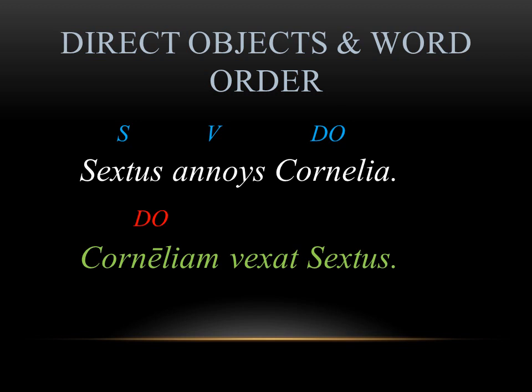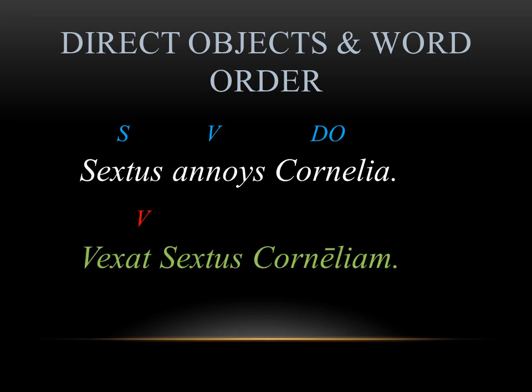We can switch the word order again and make it Corneliam vexat Sextus, which if we put it into English, it would say Cornelia annoys Sextus if we took it in that subject, verb, direct object order. But if we look at the endings, we can see Corneliam has to be the direct object. Vexat has to be the verb, and Sextus has to be the subject. Even though we've switched the word order around, it means the exact same thing. Sextus annoys Cornelia.